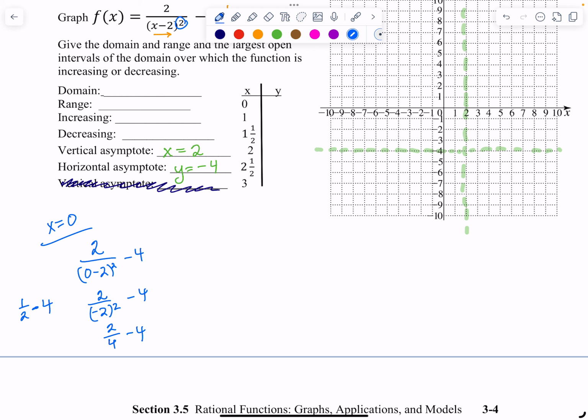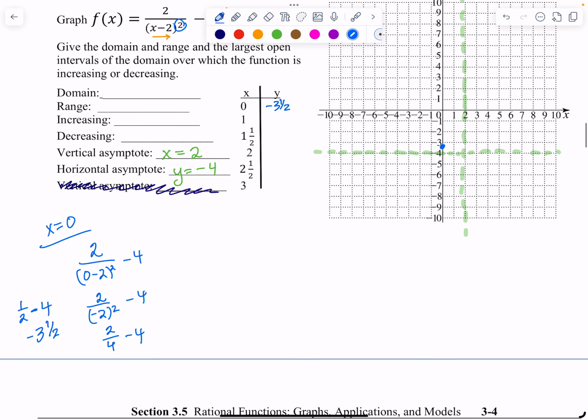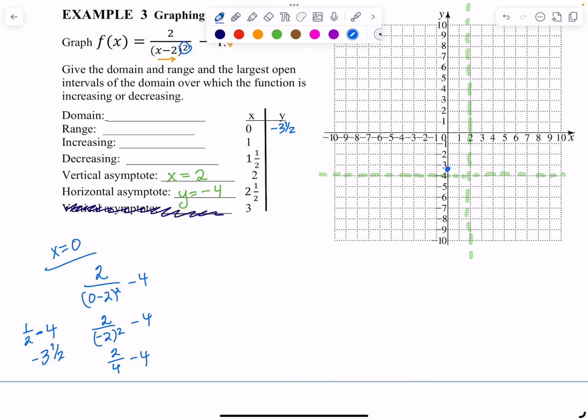So I'm going to have -3.5. So at 0, it's -3.5. So it's going to be about right here. I could plug in other points, but I really don't need to because I know from that point it's going to go close to the asymptote and it's going to go close to this asymptote.